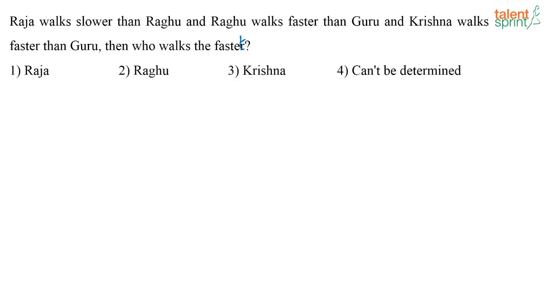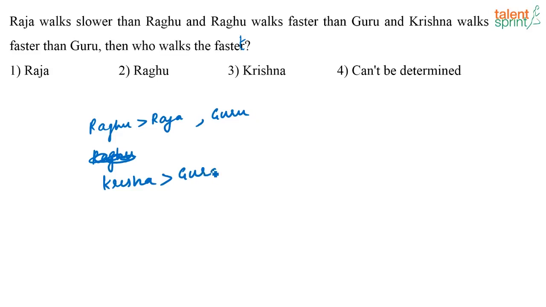Next one. Raja walks slower than Raghu, or I can say Raghu walks faster than Raja. And next it is given Raghu walks faster than Guru. So Raghu walks faster than Raja and also Guru. And Krishna walks faster than Guru. So Krishna also walks faster than Guru. Then they are asking who walks the fastest.